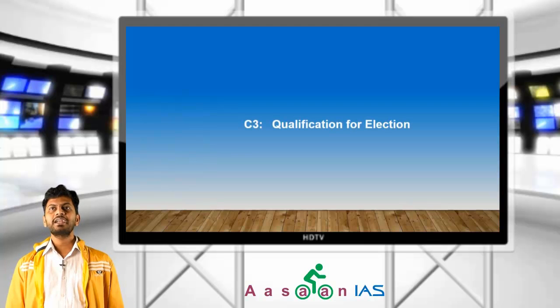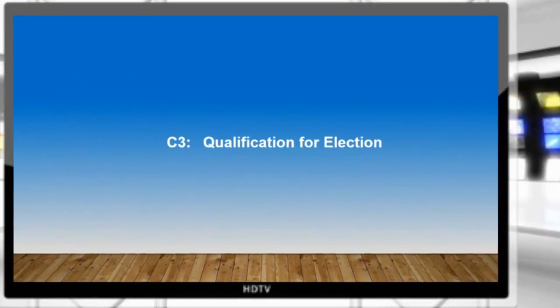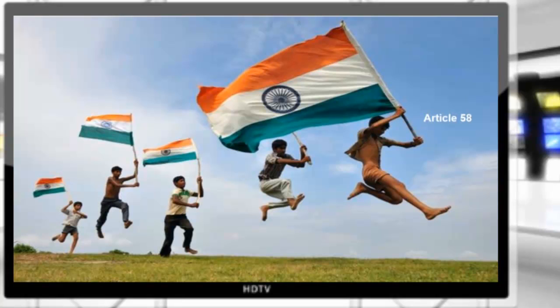Now we understand the qualification for election. It is given by Article 58, but no need to remember. It has nothing to do with the number, only important numbers we will remember, like 52, 53, 74, we remember those. Here we will understand the concept, that will do. So what are the qualifications?